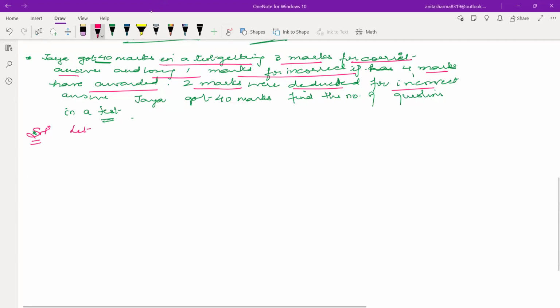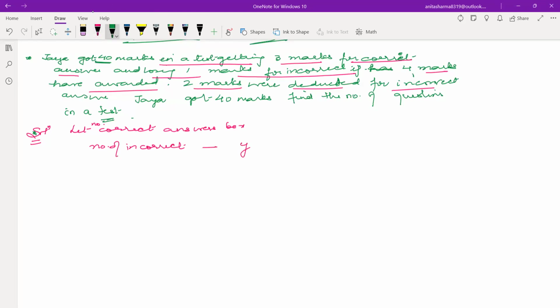Children, you can suppose the number of correct answers is X and the number of incorrect answers is Y. Now try to understand the question. Suppose 2 of your questions are correct and each question is of 3 marks. Then how many marks will you get? 3 into 2, 6, beta.